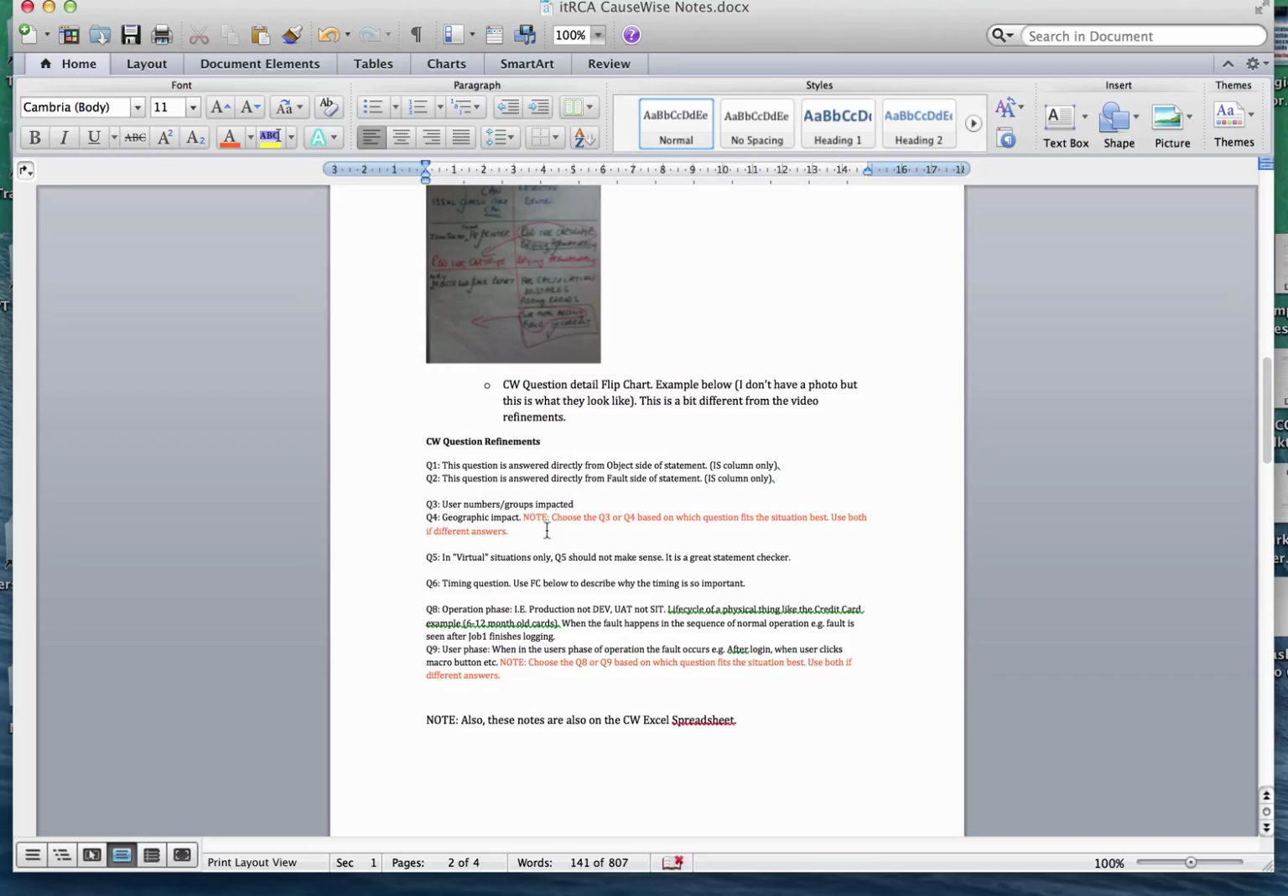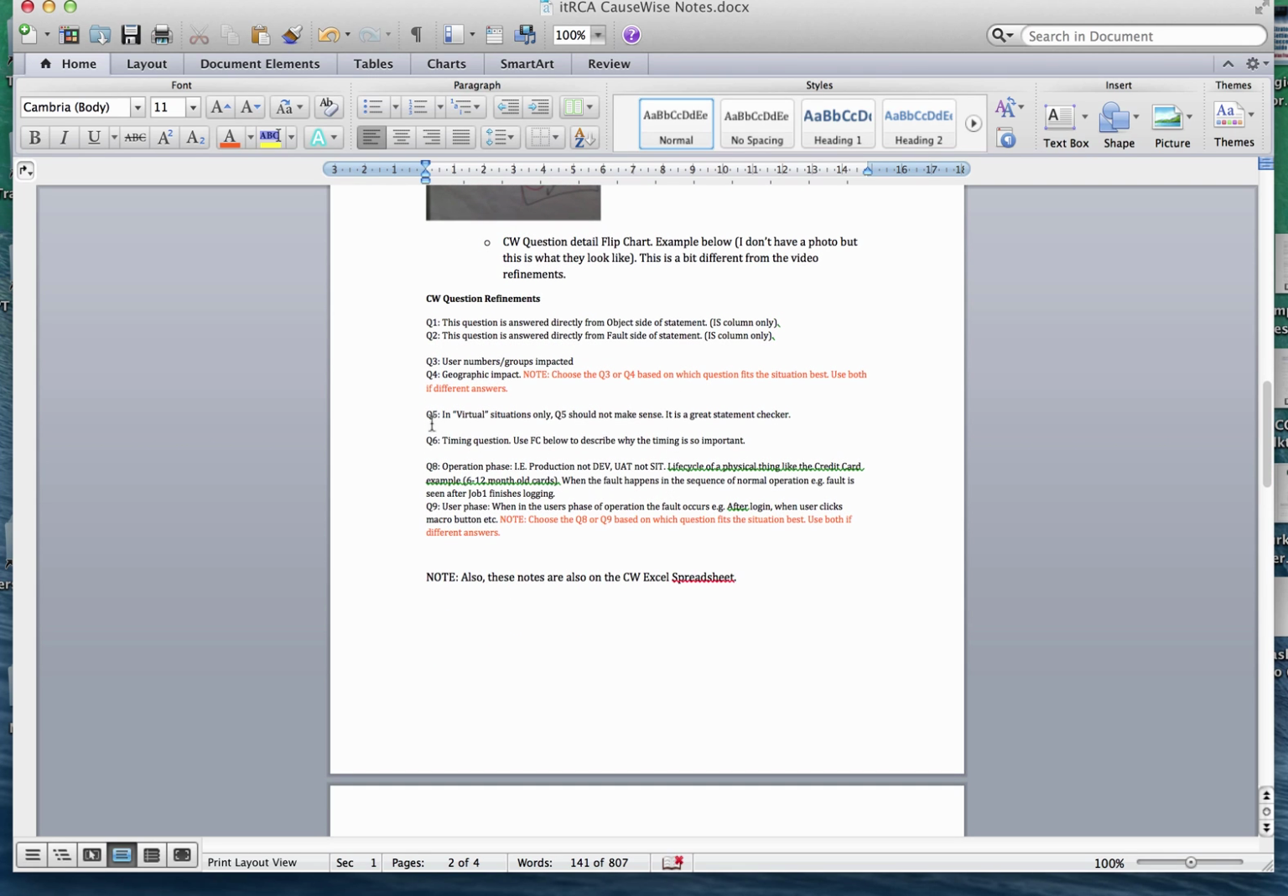There may be a situation where you can use both, where maybe it's the financial users that are affected and they're also in Sydney. It's only the Sydney financial users, but the engineering users aren't impacted in Sydney or in Perth. So you can have ways of populating both.